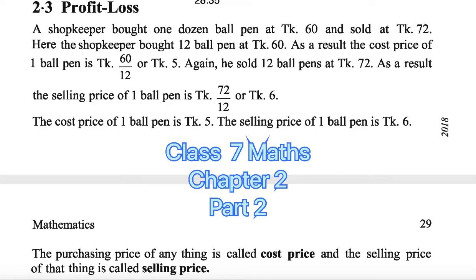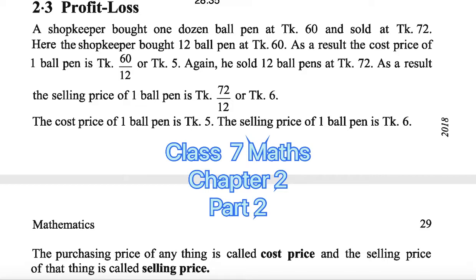Chapter 2 of class 7 mathematics. This is where we stopped in the last class, profit and loss. Okay, let's see. A shopkeeper bought 1 dozen ball pens at TK60 and sold them at TK72.